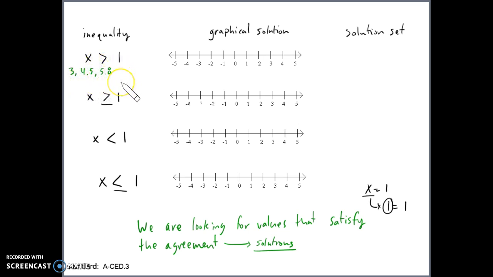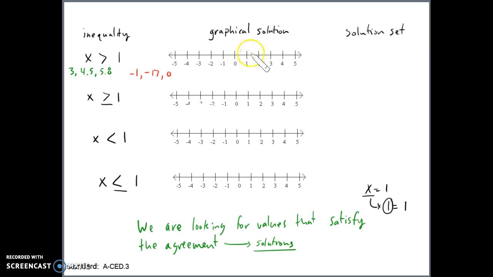Values that are not included in the solution, let's see, what values are not greater than 1? Well, negative 1 is not greater than 1, negative 17 is not greater than 1, 0 is not greater than 1. So these are all values that are not included in the solution.